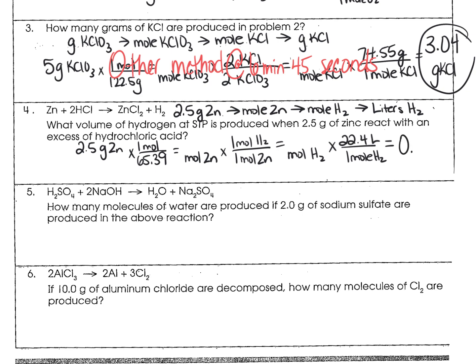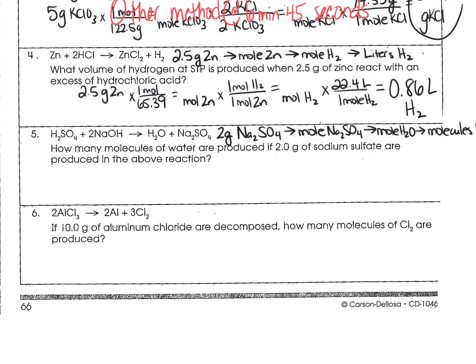0.86 liters of hydrogen. So you can see for the first problem, I laid out what I start with, grams of sodium sulfate, Na2SO4. I need to find out how many molecules of water. So my first step is going to be to find out how many moles of sodium sulfate I have, then use my mole to mole ratio from the coefficients of the balanced equation for each material.